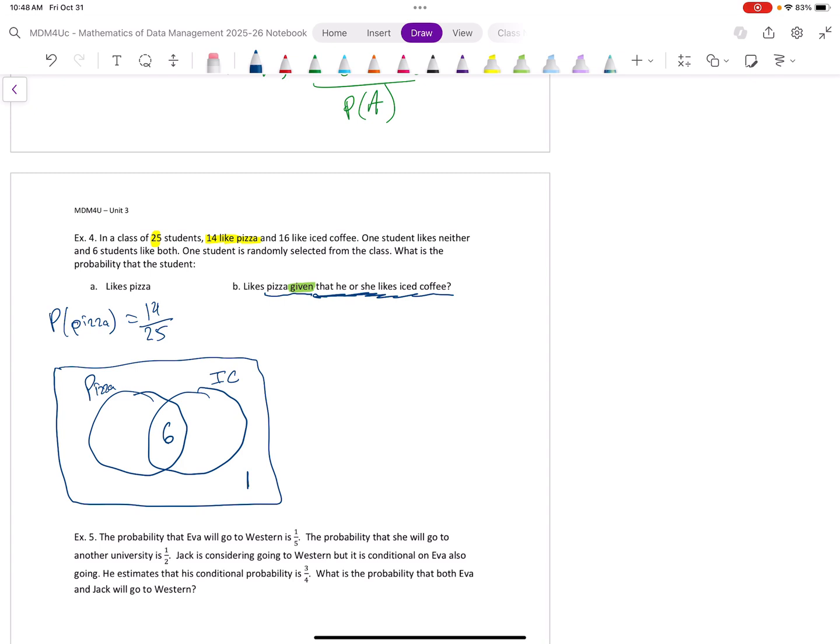So my pizza, there are 14 total. So this is 14 minus 6. So I get 8 people who just like pizza. And then similar on the other side, I have 16 who like iced coffee, so that leaves 10 here.